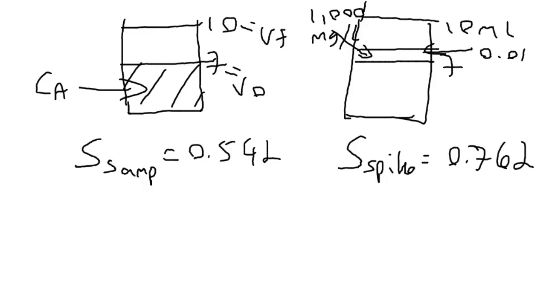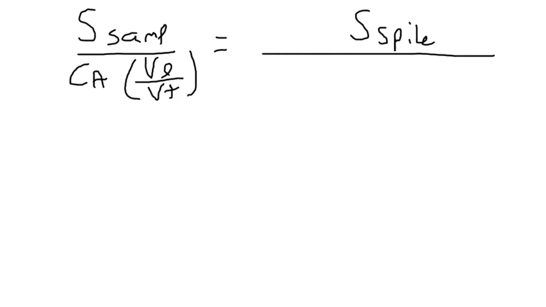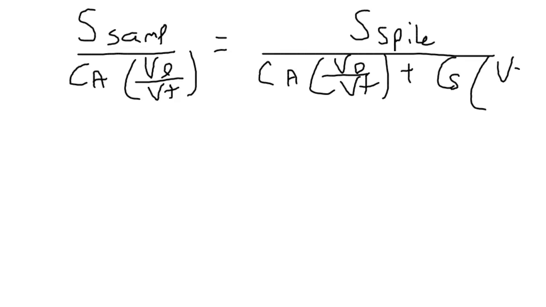So we're going to plug those numbers into the equation, and the equation we're going to use says that the signal from the sample divided by concentration of the analyte, which is what we're trying to solve for, times V0, volume of the sample, over the final, or the total volume, equals the signal for the spike divided by concentration of the analyte times V0 over Vf plus concentration of the spike times Vs, the volume of the spike, over the final volume.